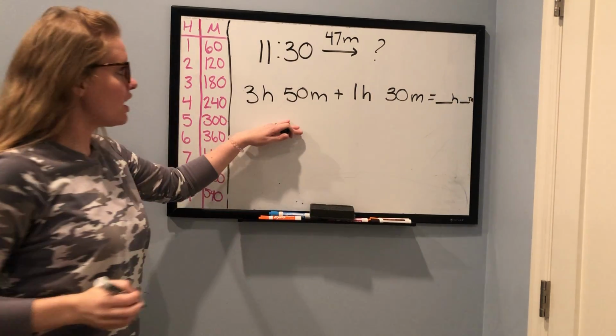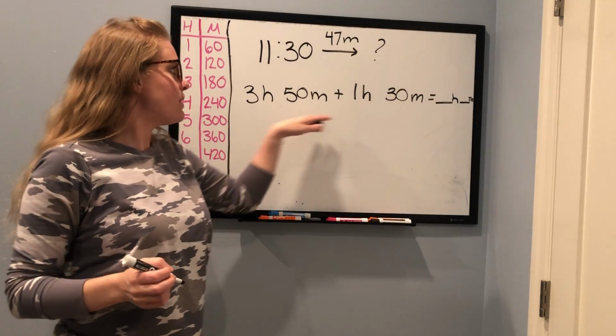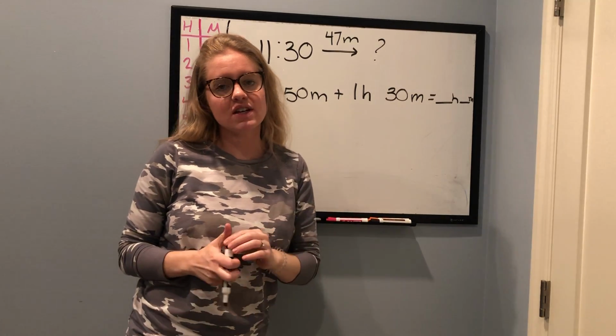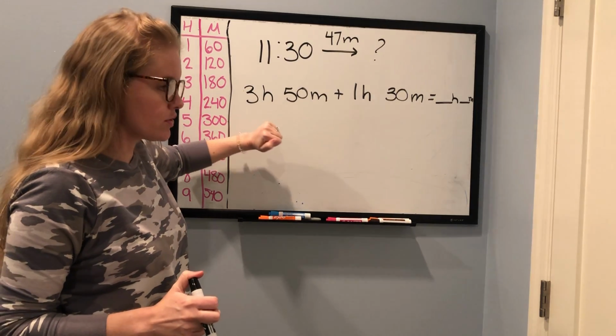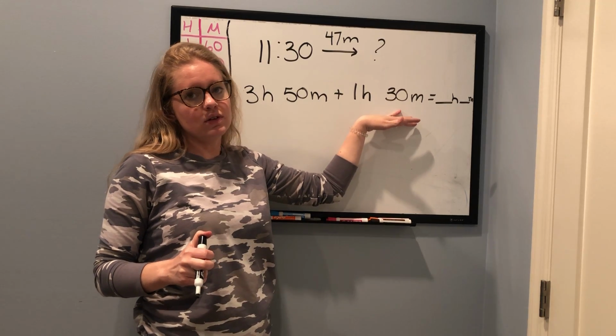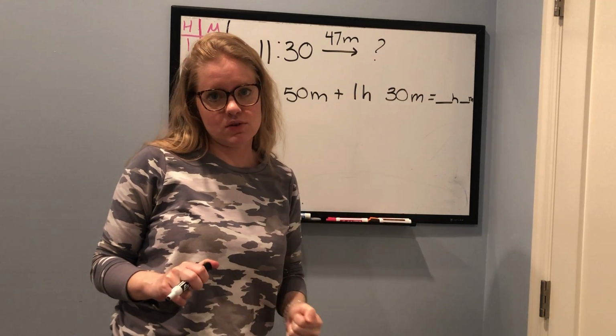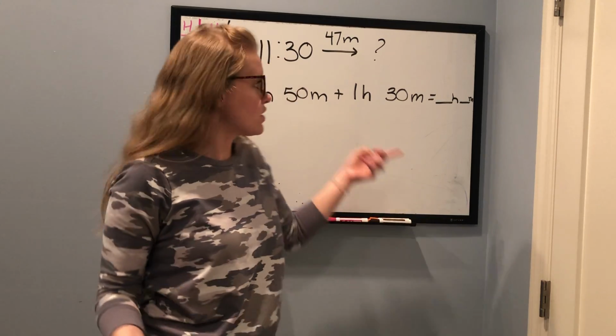Okay, so now we're not talking about the time of day. Now we're talking about how many hours, how many minutes. So let's say it took you 3 hours and 50 minutes to go to the grocery store. And then it took you 1 hour and 30 minutes to go get some ice cream. How long did your errands take? Okay, so try that one.